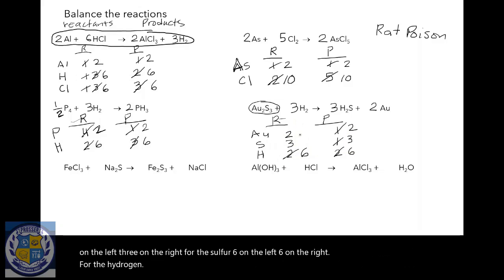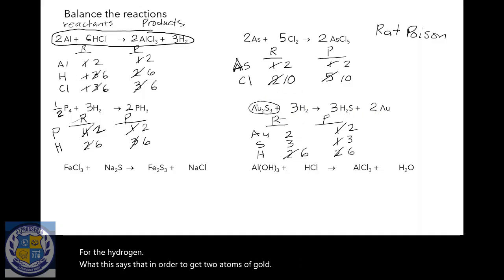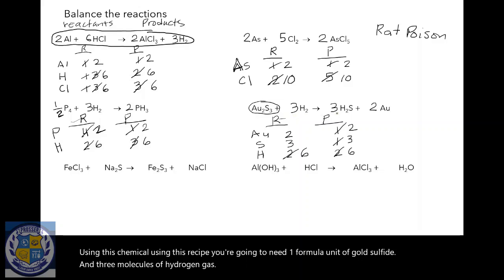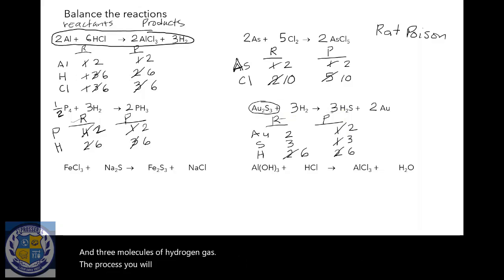So what does this say? This says that in order to get 2 atoms of gold, using this chemical, using this recipe, you're going to need 1 formula unit of gold sulfide and 3 molecules of hydrogen gas. In the process, you will make 3 molecules of sulfur hydride and 2 atoms of gold.